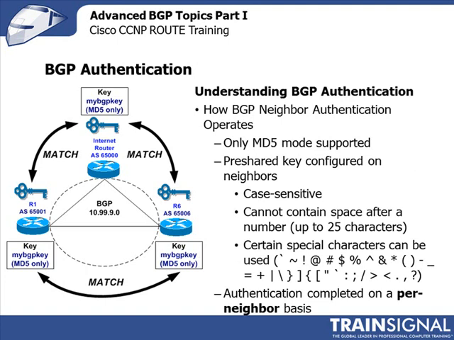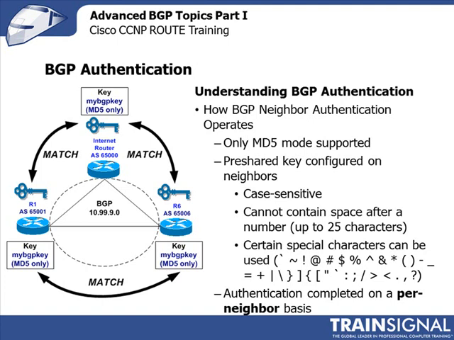Now, BGP authentication, there are a couple things about it that are distinctive. Much like EIGRP authentication, only MD5 is supported. There is no clear text password support. As with the other protocols that we've discussed, there is a pre-shared key configured on neighbors. Understand that it is case sensitive. Capital C Cisco and lowercase c Cisco are considered different keys, so keep that in mind. Another thing is it cannot contain a space after a number. It's just part of the logic of the way that it's written. So you can't have, for instance, BGP1 space anything. So keep that in mind. You can't do that within the key.